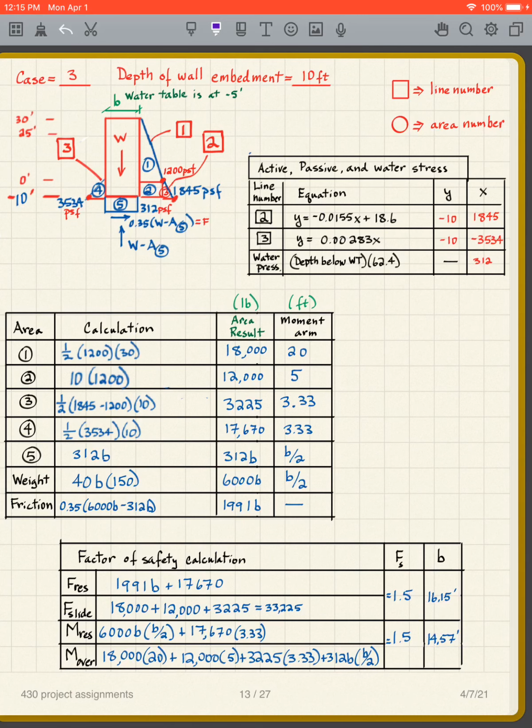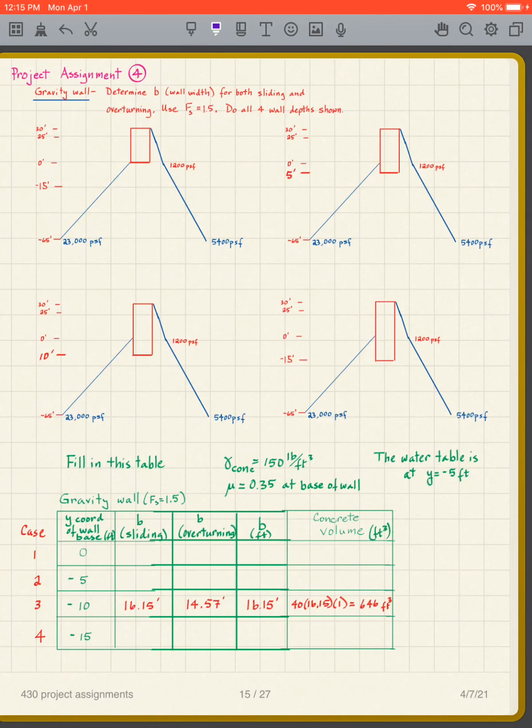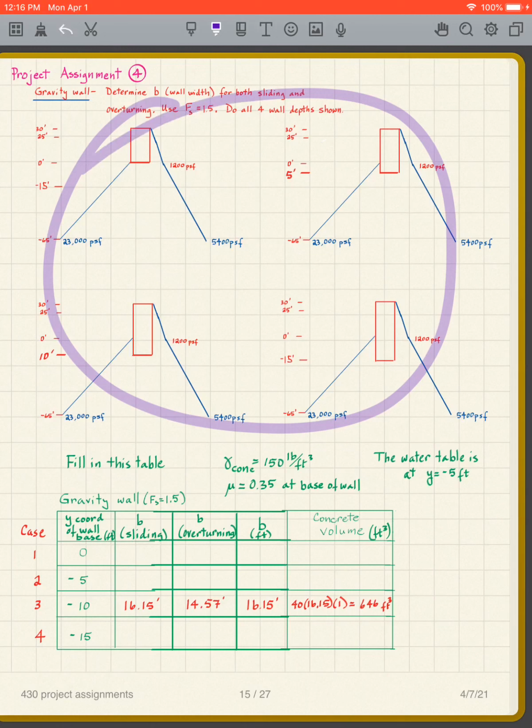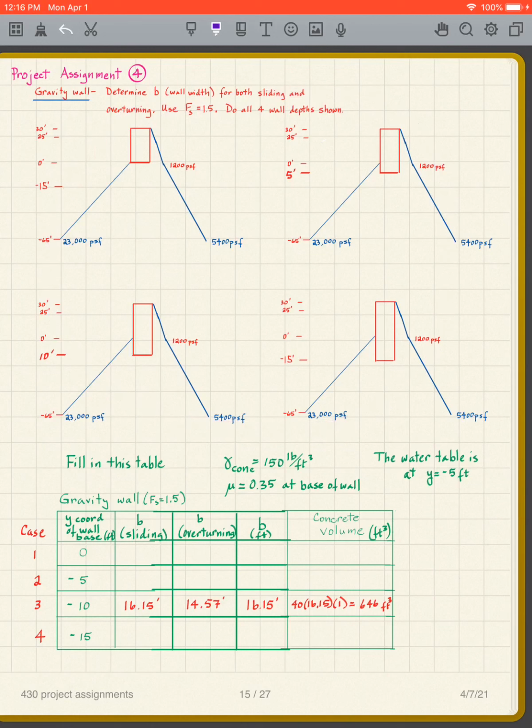So when you get to the last page here, you want to fill in this table. Here are the 4 cases drawn out, but all you need to do is fill in this table. And I filled it in for case 3. We're at -10 for the base of the wall. The sliding B is 16.15. The overturning B is 14.57. I have to choose the larger of the two to put there. And now I know the B.